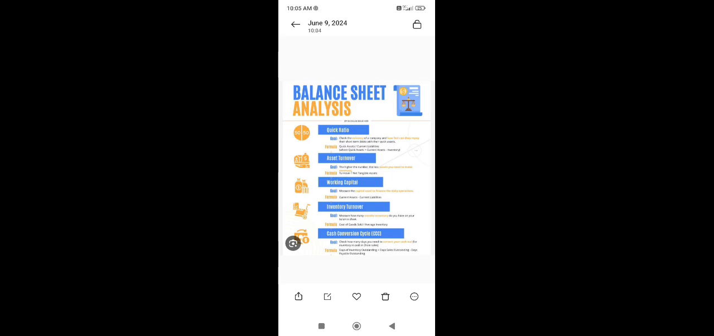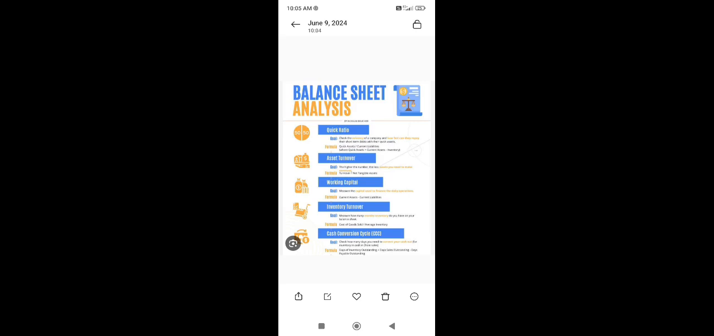So the first ratio is the quick ratio. Why are we going to use the quick ratio in a balance sheet? The reason is to check the solvency of a company and how fast they can repay their short term debt with their quick assets. It means we focus on the solvency of the company, how the company can pay its debt in the short term, within 1 year. That is the nature of the quick ratio.